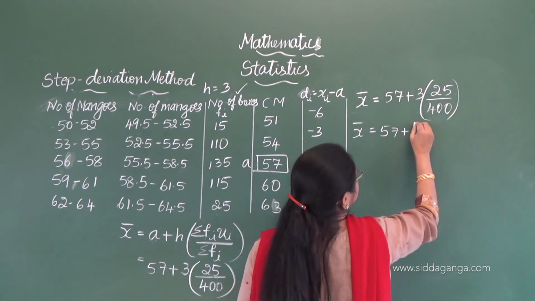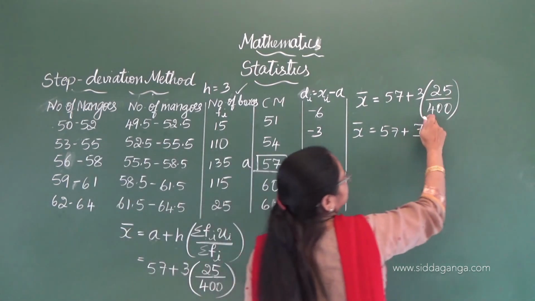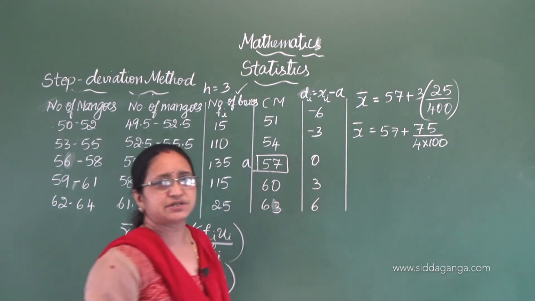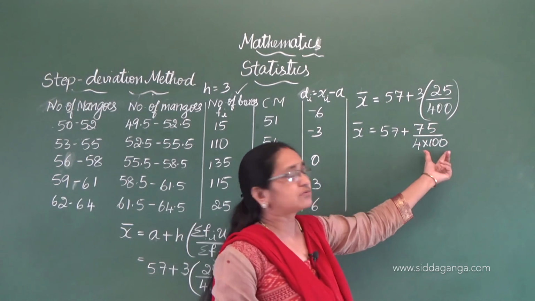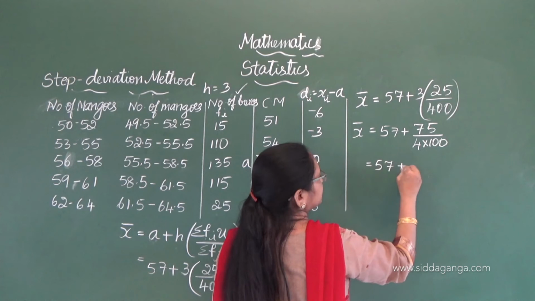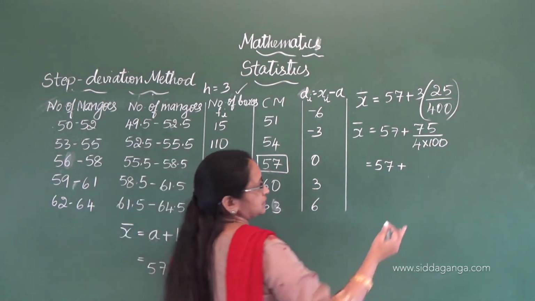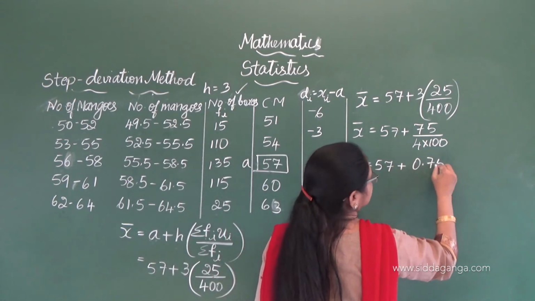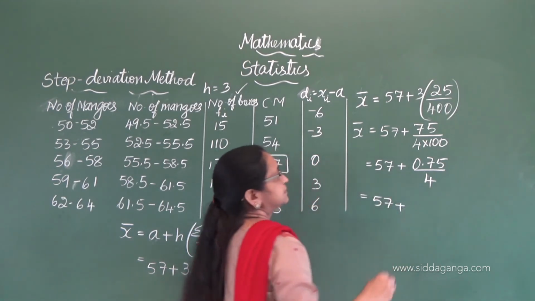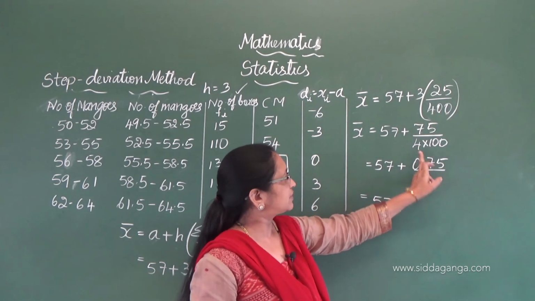3 into 25 is 75. To make the calculation easy, what I'll do is write 4 into 100, which is 400. So to make it simpler, you can do it in any method. So 75 by 100 will be 0.75. I hope you know that. So 0.75 divided by 4. To make the calculation simpler, I have done this.